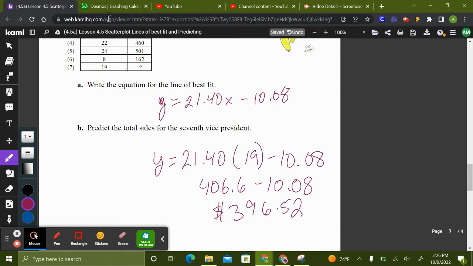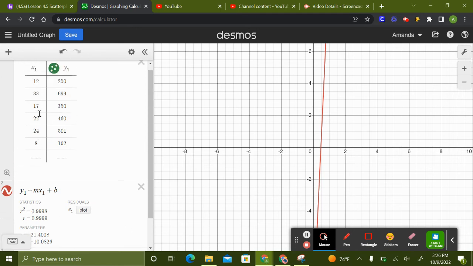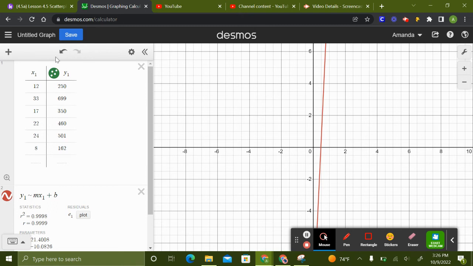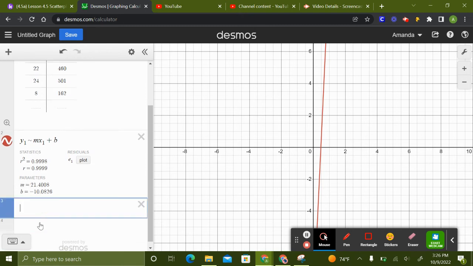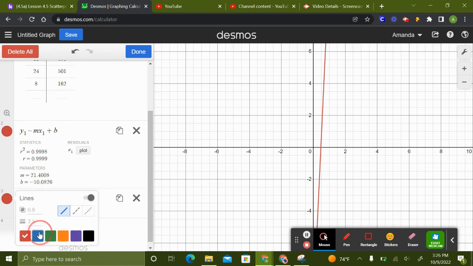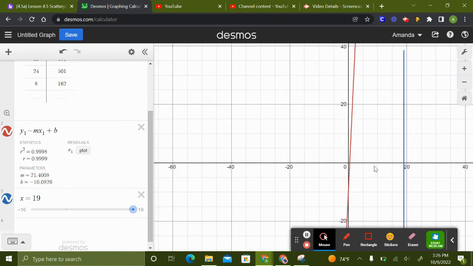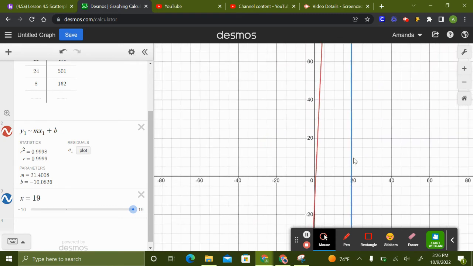However, since we have Desmos open with this information as well, I'm going to show you another way you can do this. To do this using Desmos, I'm going to ask myself, where is the 19? Is the 19 going to be an X value or would it be a Y value? In this case, it's going to be my X value, so I'm just going to say x equals 19. And we're going to change that color so that we can see it in a different color. Okay. So I can't see it right now, but if I zoom out, I notice that it's right here, and it is a vertical line at 19.